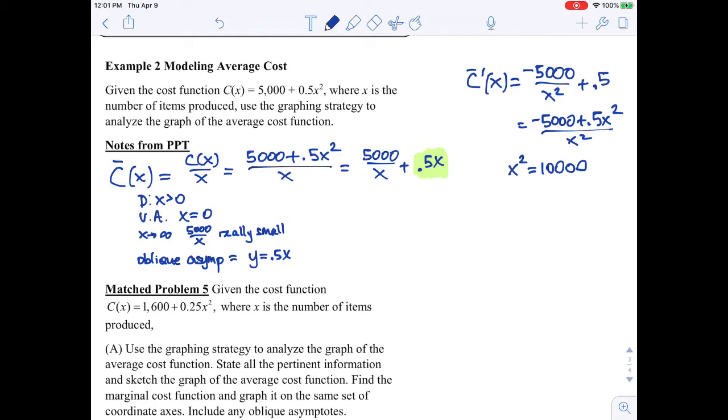Divide everything through by 0.5, and then x equals plus or minus 100, and since our values must be all positive, it's just 100. And we see that less than 100, the derivative is negative, and greater than 100, it's positive. So we're decreasing from 0 to 100, increasing from 100 to infinity, and 100 is a local min.